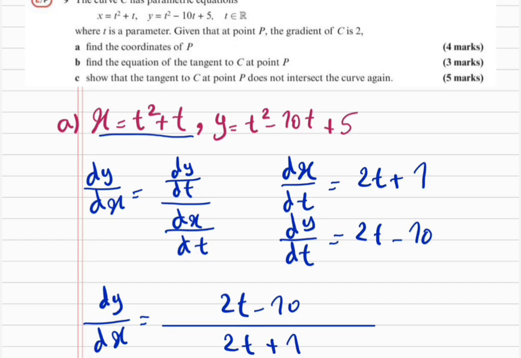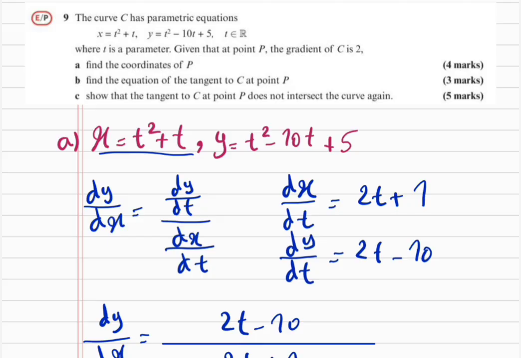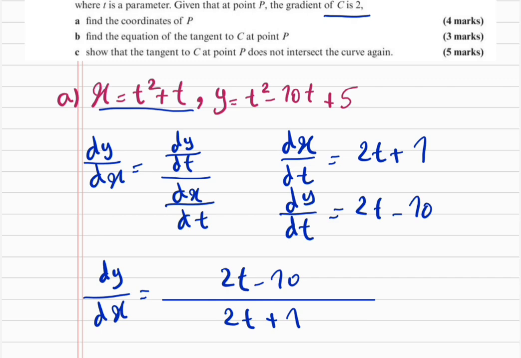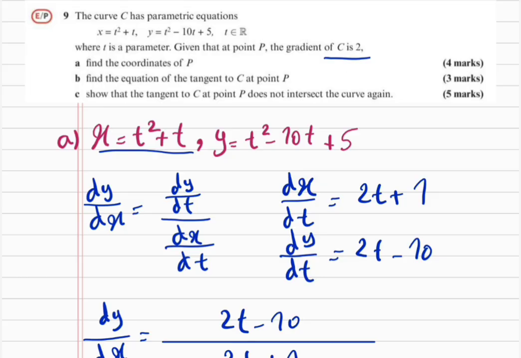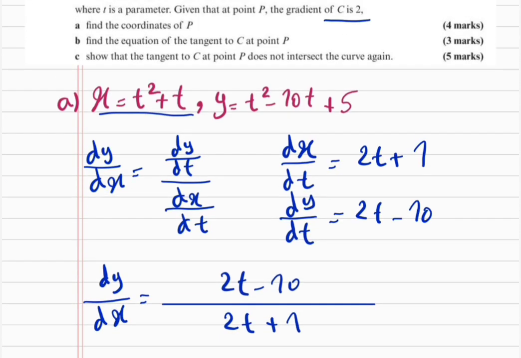And now when we look at part A, it says find the coordinates of P. And the crucial piece of information here is that at the point P, the gradient of C is 2. So another thing to remember is that normally in parametric differentiation, we are given the value of t. That means when we find dy/dx, we substitute the value of t to get the value of the gradient. But in this case, we have the gradient and we want to find the value of t so that we can then substitute the value of t into the equations of x and y to get the coordinates of P.